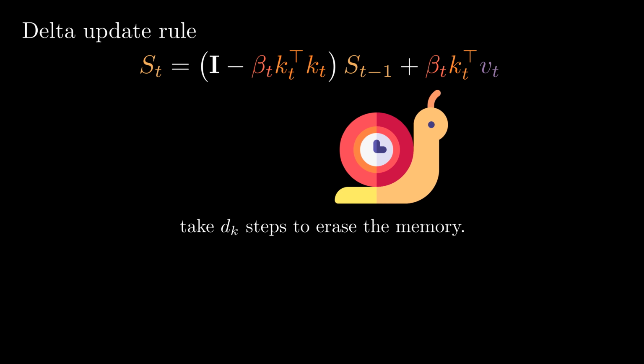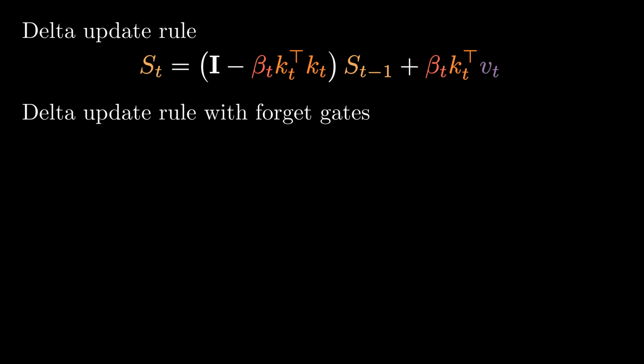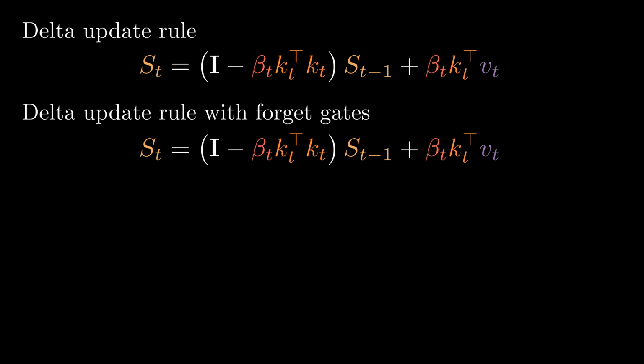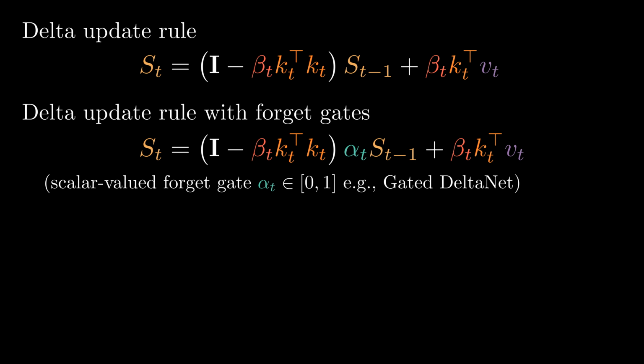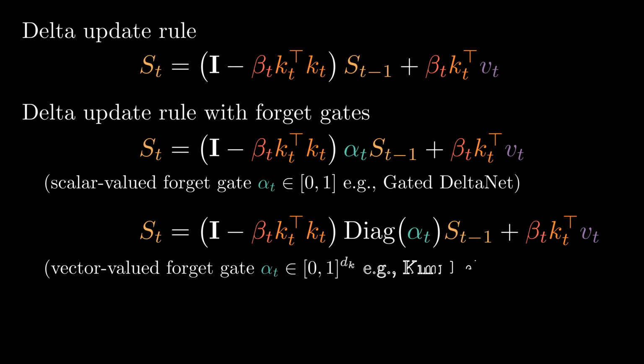erase the memory. To address this, we can leverage the gating mechanism to control the forgetting speed dynamically. For example, the scalar value forget gate used in Gated DeltaNet. We can further use a more expressive value vector forget gate to dynamically control the forgetting speed for different feature dimensions. This has been explored recently in Kimi Delta Attention.